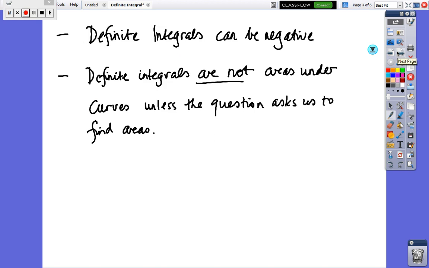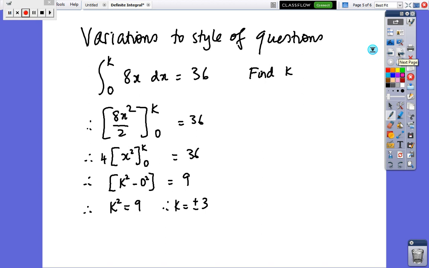So, definite integrals can be negative. They don't always have to be positive, and definite integrals are not areas under curves unless the question asks us to find areas. That'll be a future video. So at this stage, you can have negatives and they are not areas. Okay, so here is a variation to the style of question that you could be given.